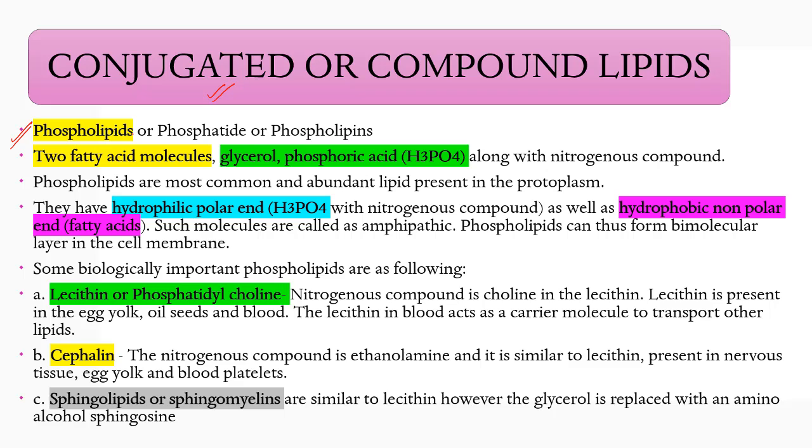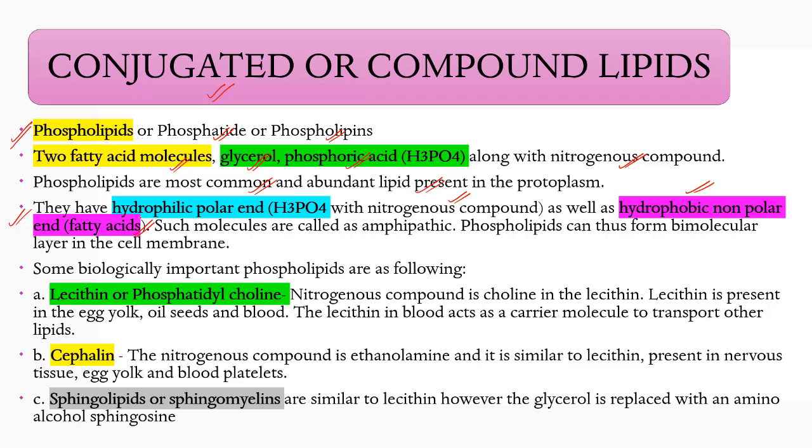First category is phospholipids, also known as phosphatide or phospholipins, in which two fatty acid molecules are required, one glycerol molecule is required, and one phosphoric acid molecule is required, along with the nitrogenous compound. Phospholipids are the most common and most abundant lipid present in the protoplasm. They have a hydrophilic polar end with nitrogenous compound and a hydrophobic non-polar end having fatty acids.